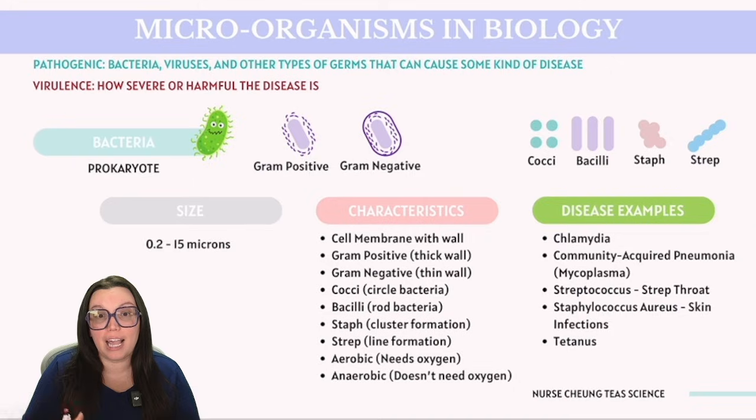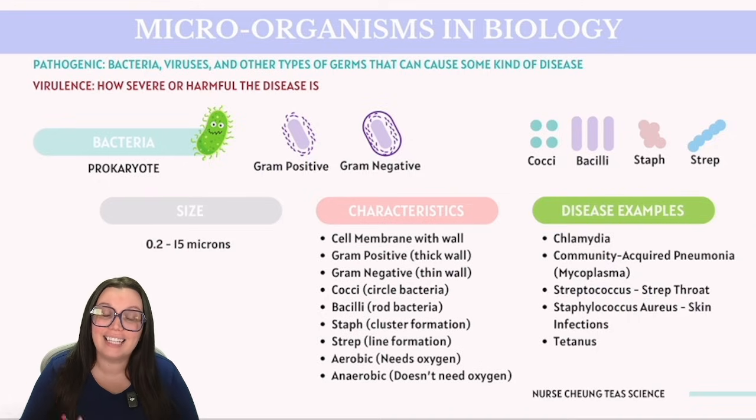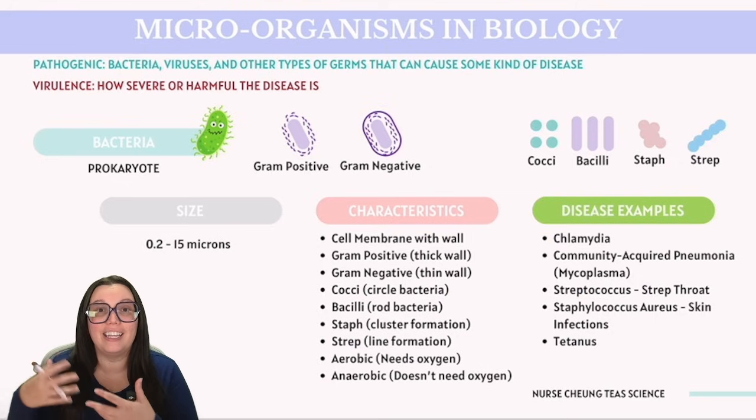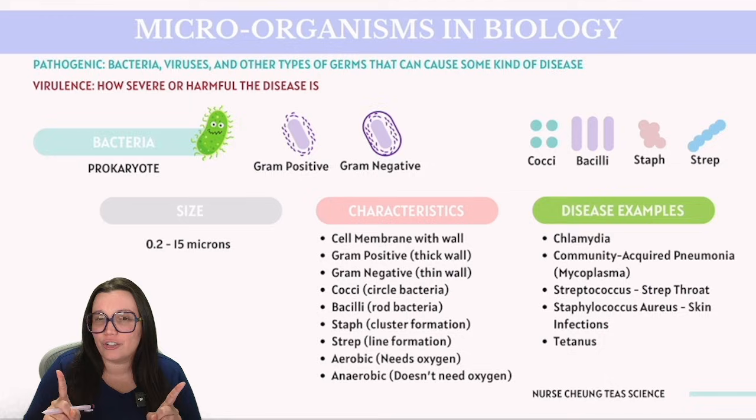Another example would be mycoplasma, notably one of the primary causes of community-acquired pneumonia. Mycoplasma is unique because it lacks a typical bacterial cell wall, which allows it to live both inside and outside of host cells. We also have bacteria like Streptococcus, which can cause conditions such as strep throat, primarily affecting the respiratory tract. Staphylococcus aureus, aureus meaning golden, is a common cause of skin infections. Additionally, there is Clostridium tetani, which is particularly interesting because it produces exotoxins.